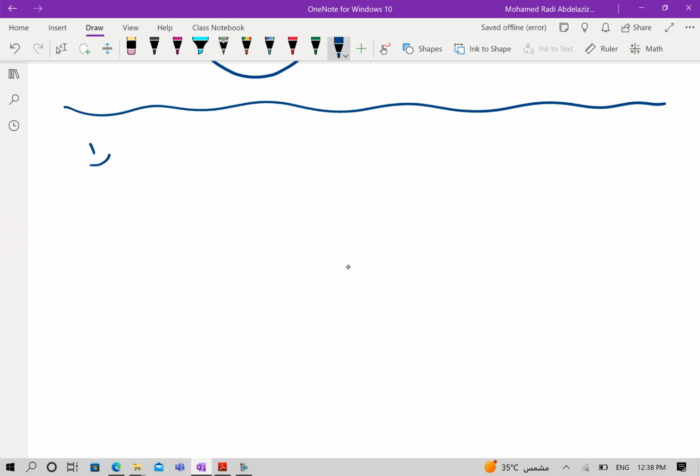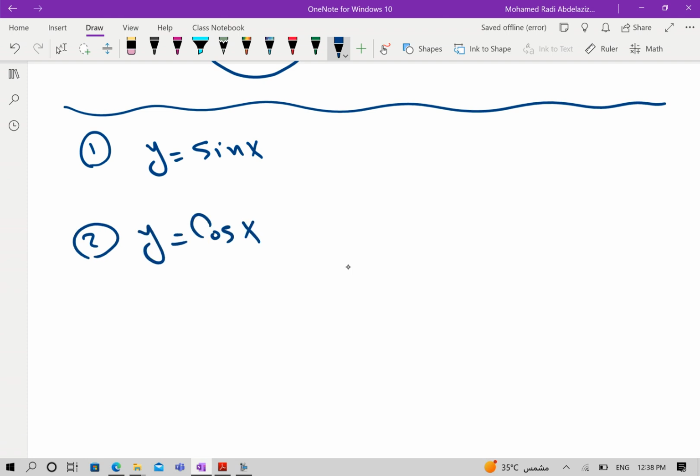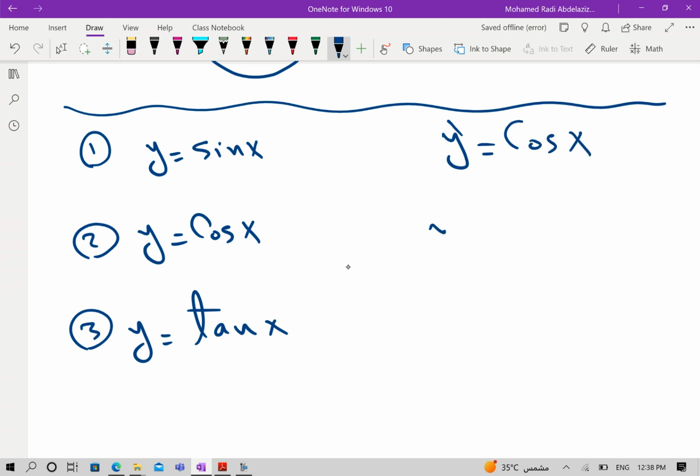So number 1, if y is equal to sine x, y is equal to cosine x, y is equal to tan x. The first one, y dash is differentiation of sine is cosine. Differentiation of cosine is negative sine. Differentiation of tan is sec squared x.